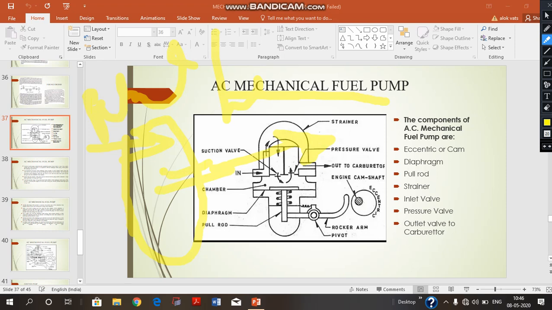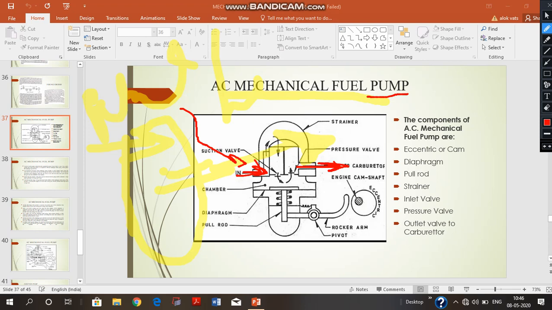Because we can see it is a pump. What is the function of the pump? The essential function of the pump is to increase the pressure of the intake liquid, which it takes in from the inlet, the intake section. This is the intake portion, and this is the exhaust or outlet portion. So it takes in the petrol from the fuel tank and gives it to the carburetor at a higher pressure.